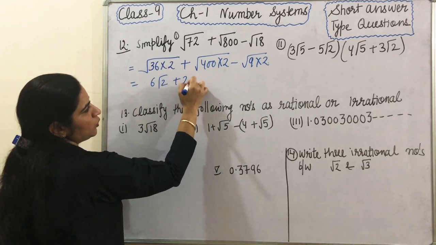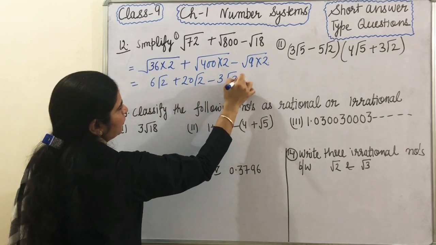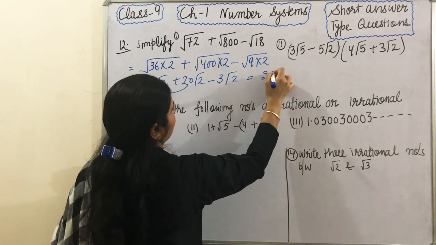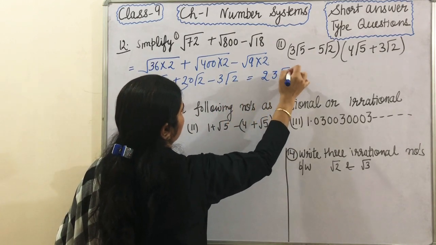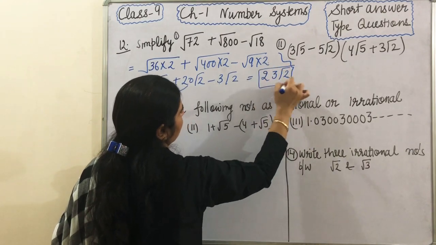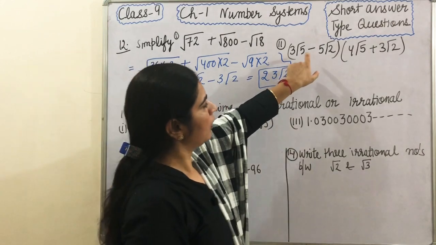This one as 20 root 2. This one as 3 root 2. 26 minus 3, 23 root 2. After simplification, answer is 23 root 2. One more question I had taken of simplification.